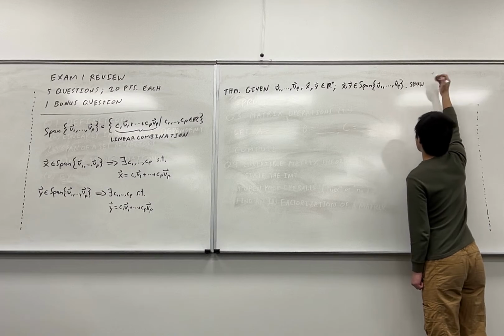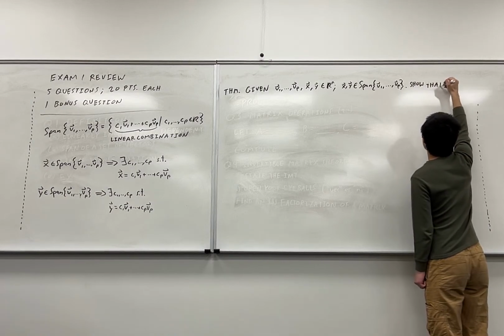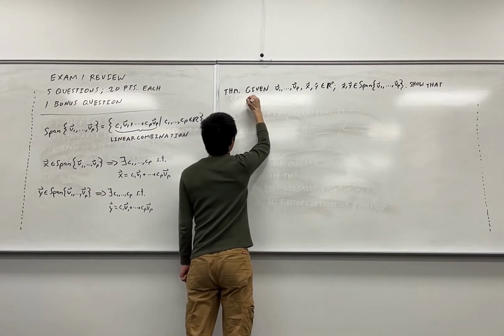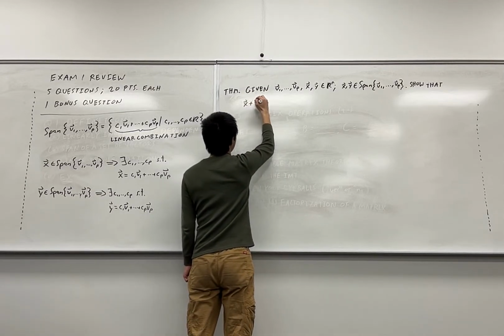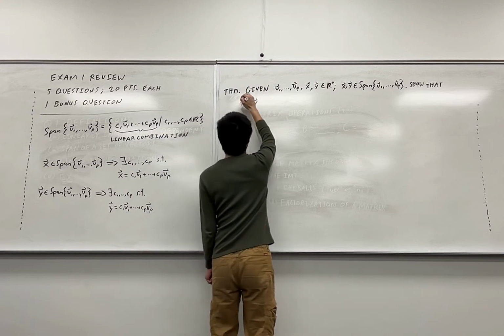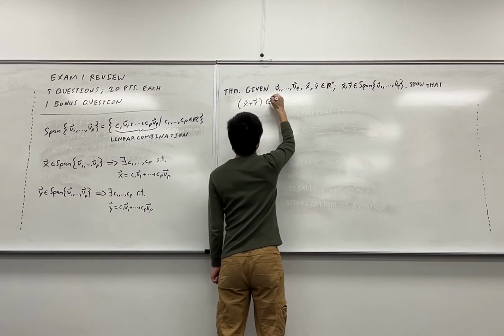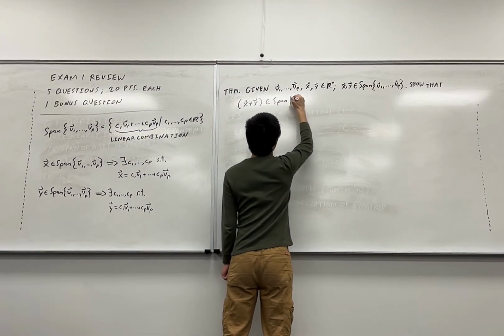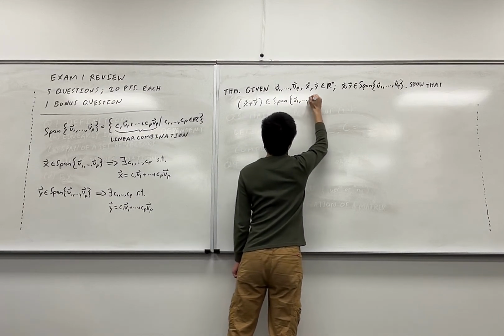show or prove that the vector x plus y is in the span of v1 to vp.